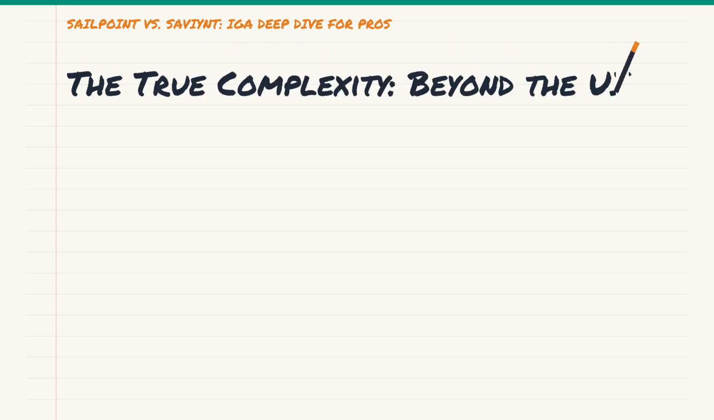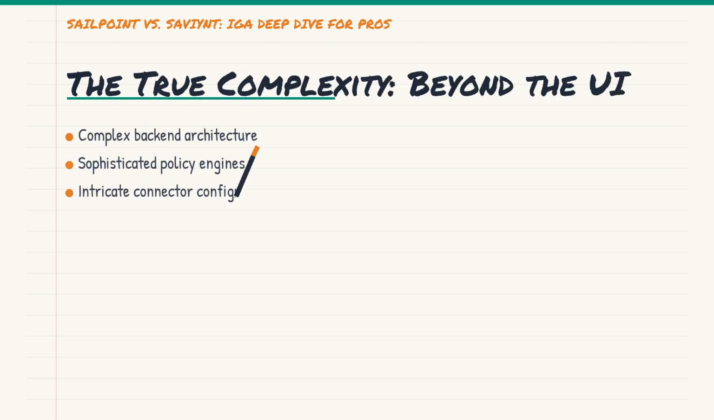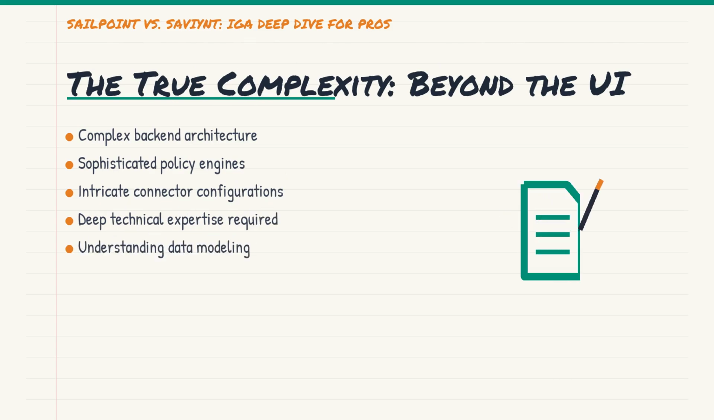What often surprises people is the sheer underlying complexity. While the user interfaces for SailPoint and Saviynt are designed to be intuitive for end-users performing certifications, the backend architecture, the policy engines, the connector configurations, and the integration points are incredibly complex. Getting this right requires deep technical expertise. It's not just about clicking buttons, it's about understanding how the system models identities, how it interprets permissions, and how it enforces policies across a heterogeneous IT environment. This is where the true cost and challenge lie.